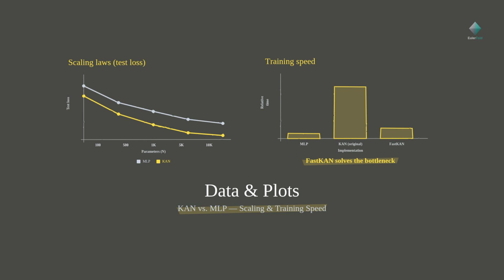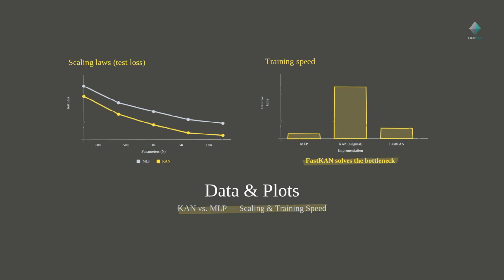Now, and I want to be really clear about this, these results are on scientific function fitting tasks. Small, structured problems where there's a clean underlying mathematical relationship. This is not KAN beats GPT-4. The domain is AI plus science, and that's where these numbers hold. There's also a significant catch.